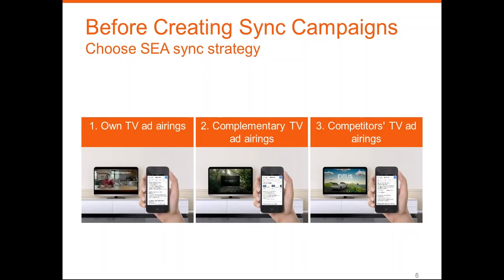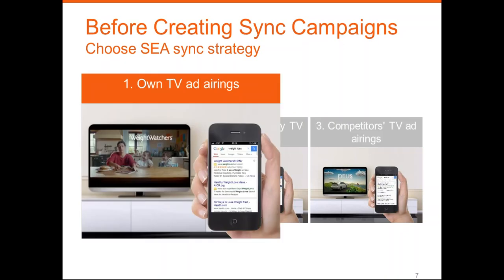So you also need to choose, not only looking at the goals, what do I want to achieve. You need to figure out, okay, how am I going to get there? What do I want to use to reach that goal? Generally, we can say that we have three different types of strategies. I'll go through them individually in a minute, but you can either use your own TV ads, you can use complementary TV ad airings, or you can even use your competitors' TV ad airings. So what do we mean by that?